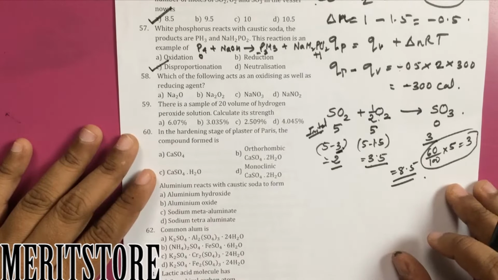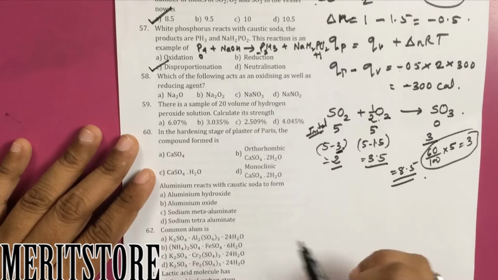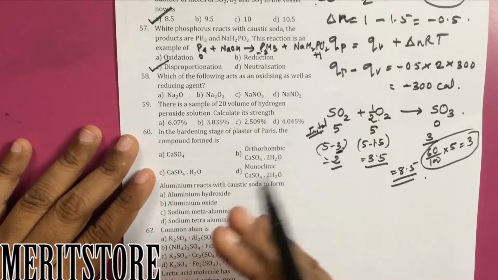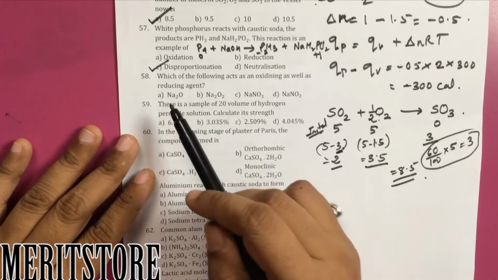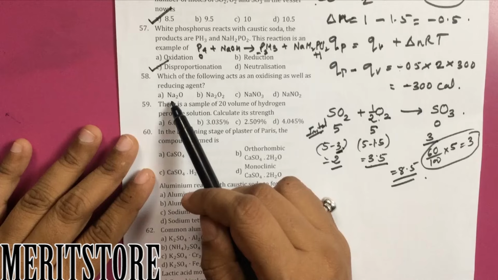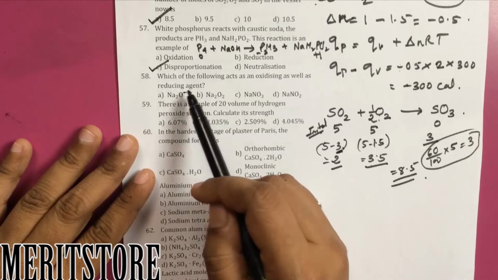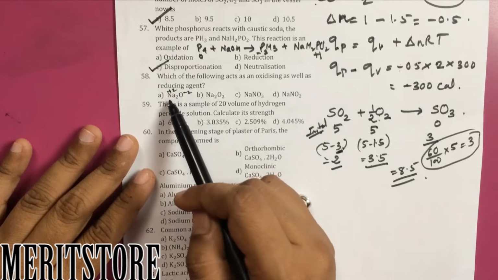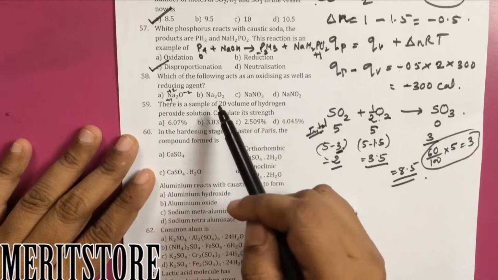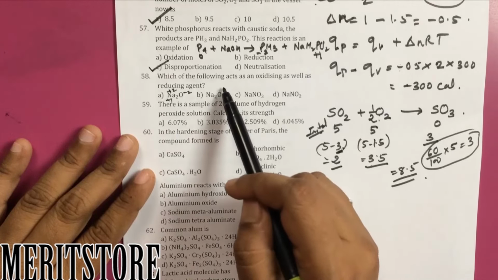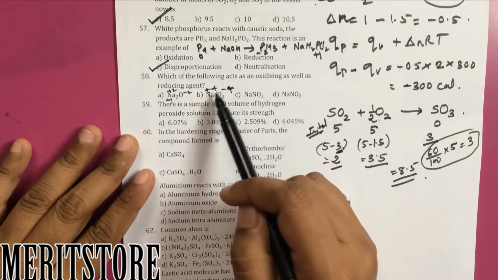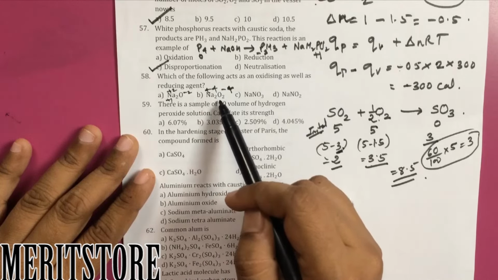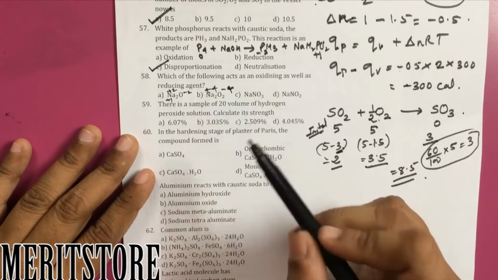Question number 58. Which of the following acts as an oxidizing as well as a reducing agent? Here we should remember any element which has an intermediate oxidation state can show this kind of reaction. In this case, Na2O, the oxygen is minus 2, and this is having the plus 2. So every sodium has a plus 1 oxidation state. Over here also it is minus 2, so minus 4, so it is plus 4. So every sodium over here has the oxidation state of plus 2.